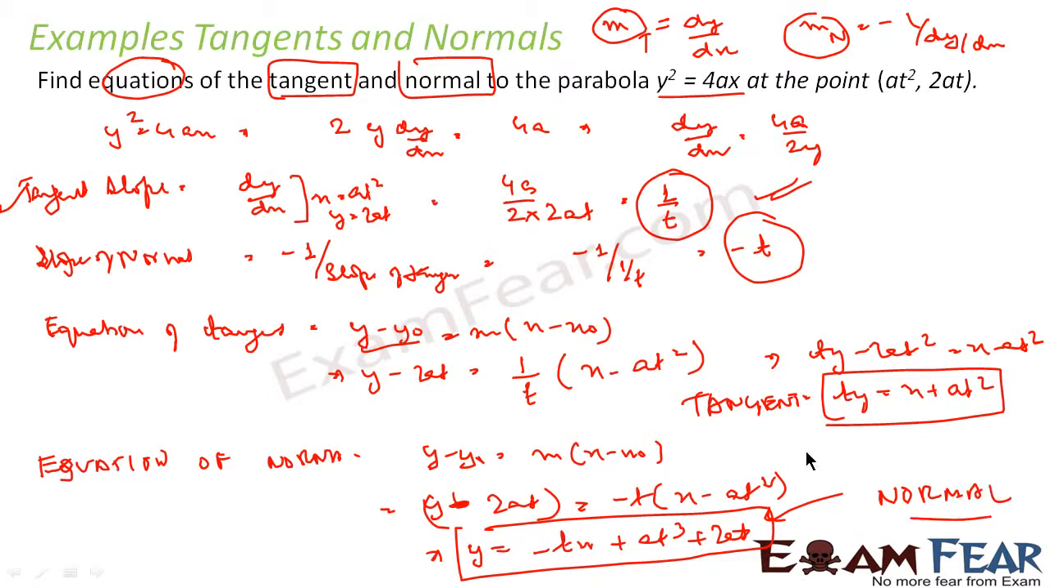You see, I could easily find the equation of tangent and normal. So what I did, the first thing I did was find dy by dx, then I found the slope of tangent and slope of normal. I have the slope of normal and slope of tangent. I can easily find the equation of tangent and normal since I know one point.